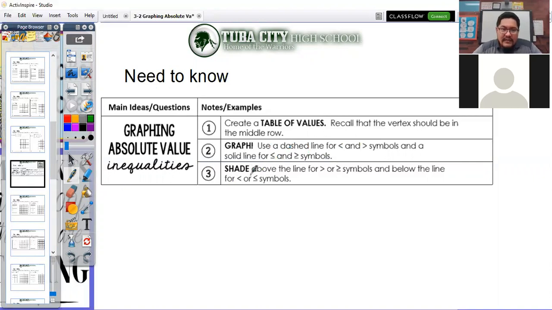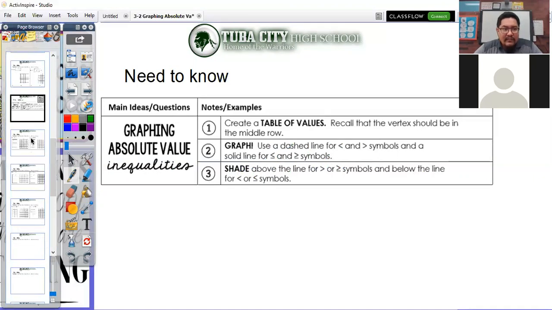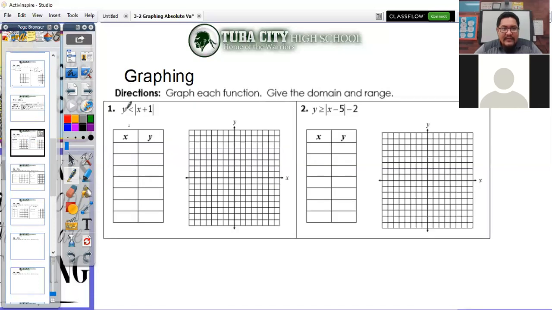And then there's also one extra other thing too, and that is to shade above the line if you have a greater than or equal to, and then you would shade below the line if you have a less than or equal to sign. And there's not that many, so hopefully we can make this a pretty quick lesson.